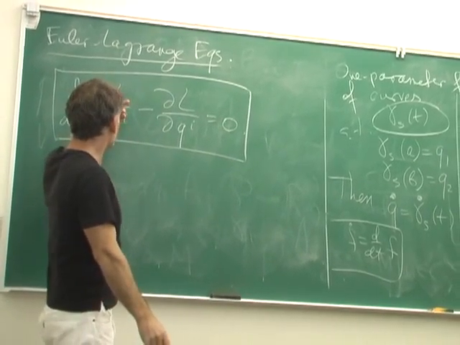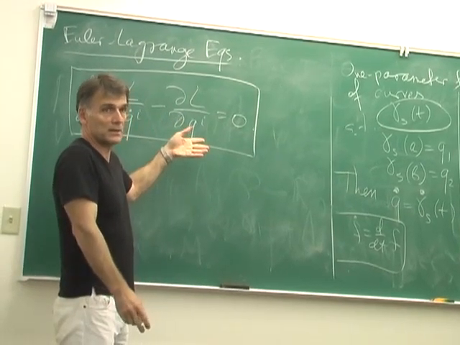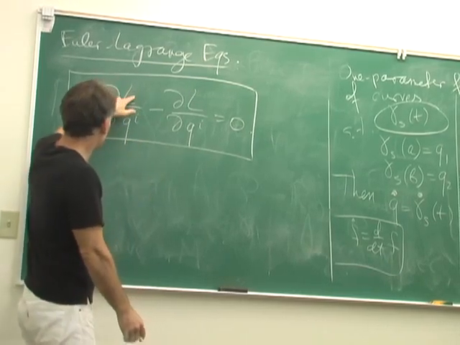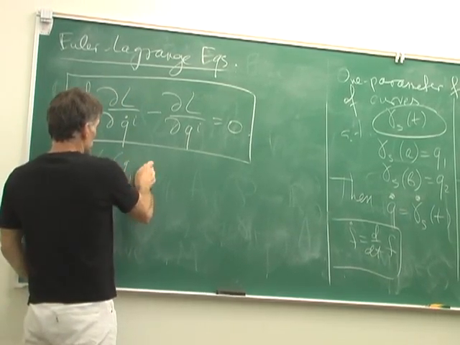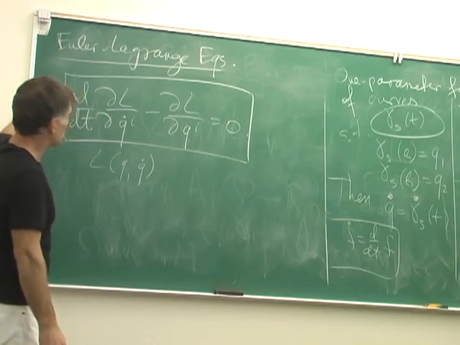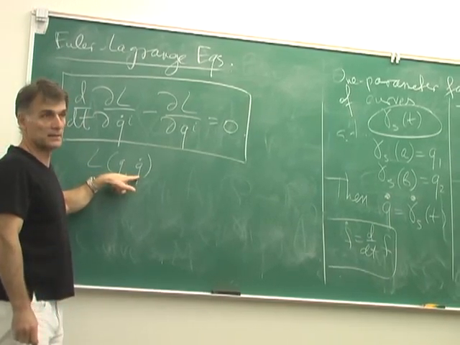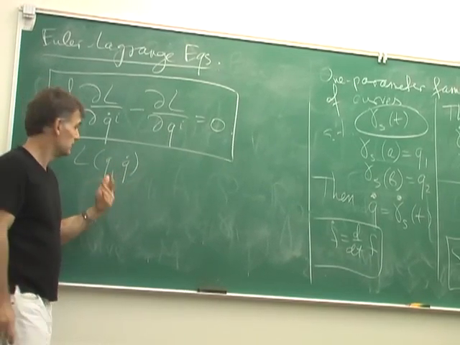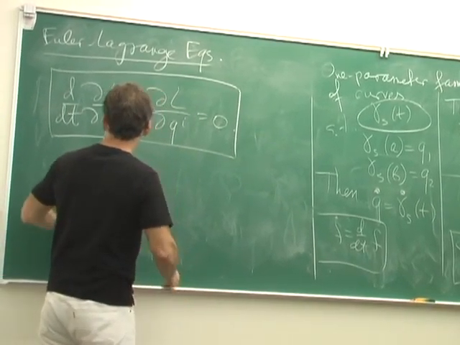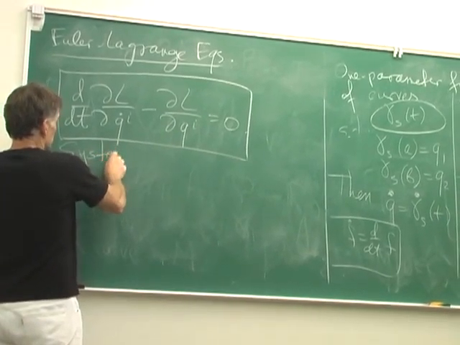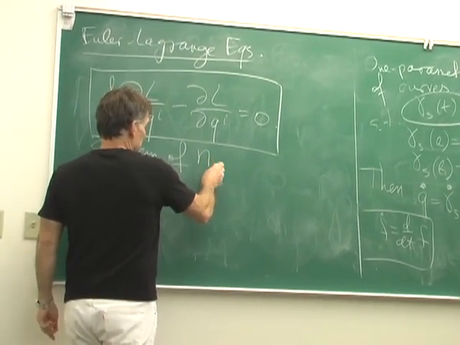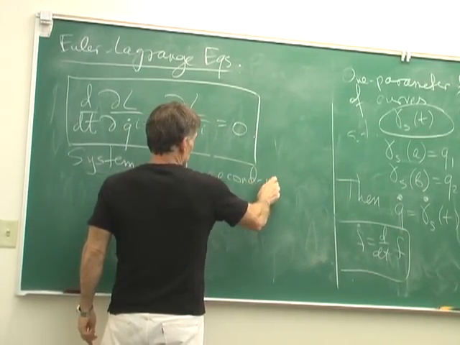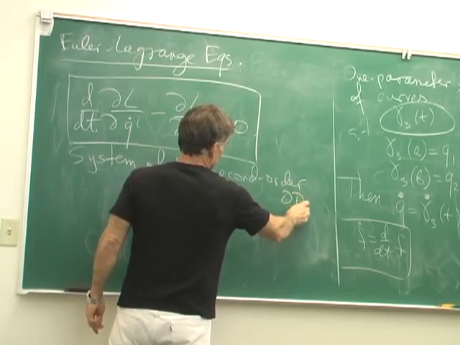So, of course, L is a function of q and q dot. If you compute this, you'll get a system of ODEs. What kind of system? Well, L depends on q and q dot. There is a time derivative here. So if you differentiate this, you'll get at most second derivative. So this will be a system of n second order ODEs.